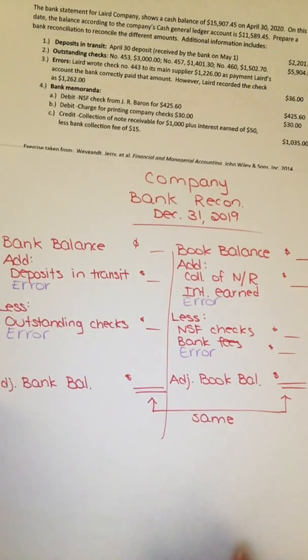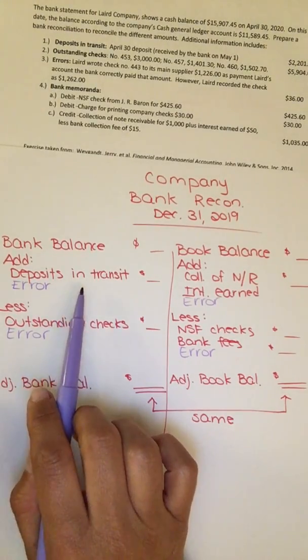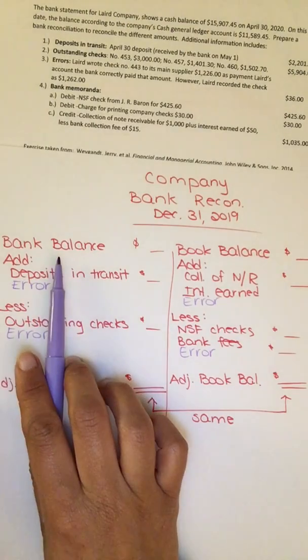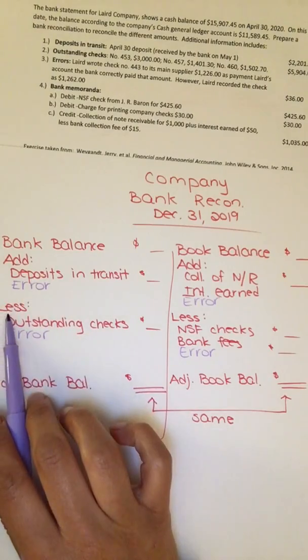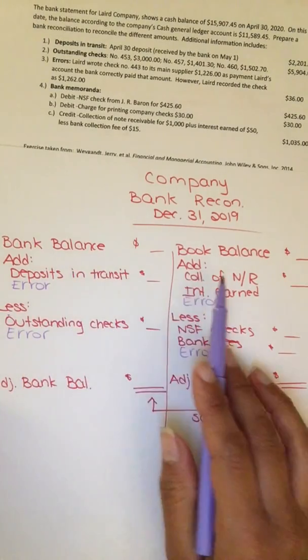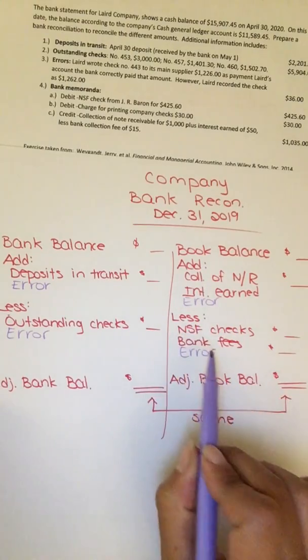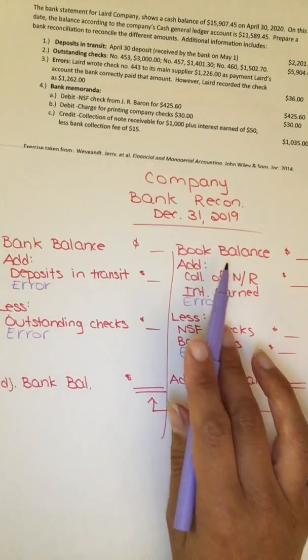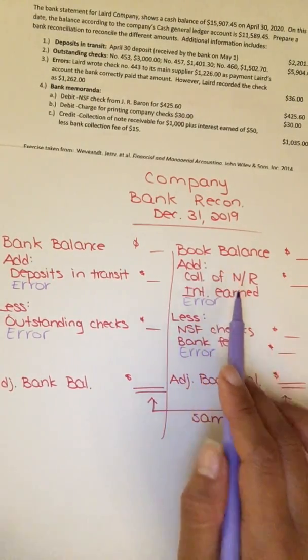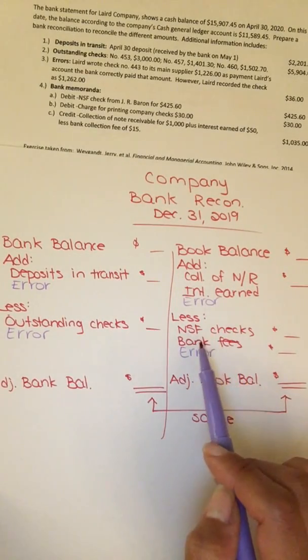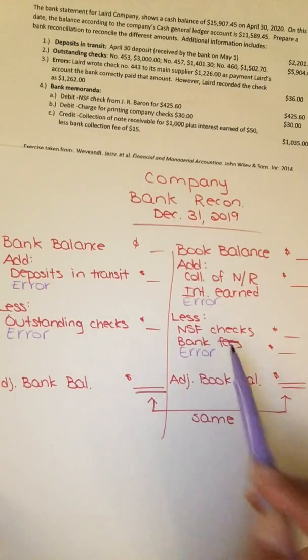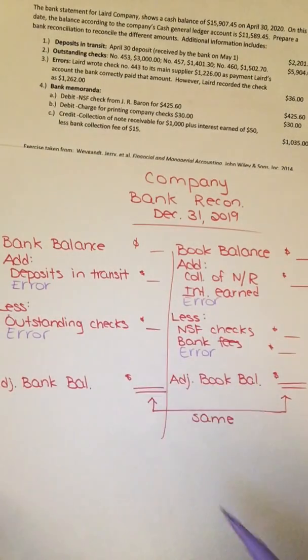Everything else you can memorize because deposits in transit will always be added to the bank. You're not going to see it anywhere else. Outstanding checks will always be subtracted from the bank balance, right? These items will always be added to the book, and these are examples of what will be subtracted from book. Every company is not going to have all of these, right? Maybe they'll have collection of NR, but they won't have bank fees, or they won't have NSF. That's fine. I just wanted to give you a comprehensive outline of what you might see in a bank reconciliation.